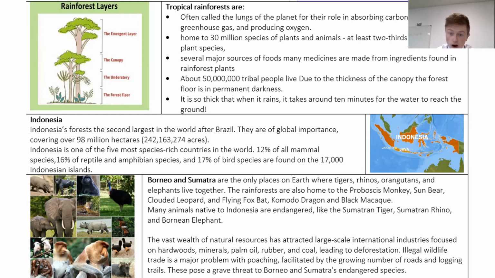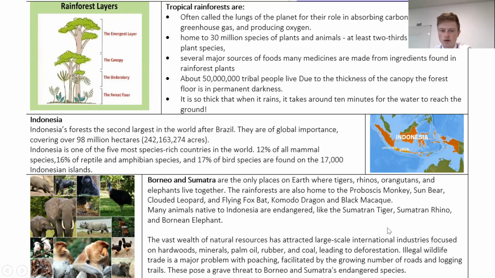The rainforests are also home to the proboscis monkey, the sunbear, the clouded leopard, and the flying fox bat, as well as the Komodo dragon and the black macaque. So here we can see all different kinds of animals. Here we can see the monkey, the elephant, and the rhino.